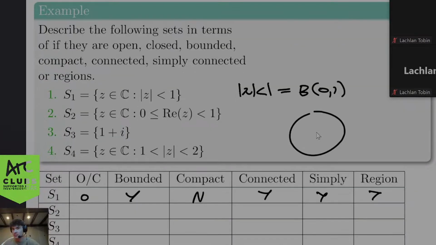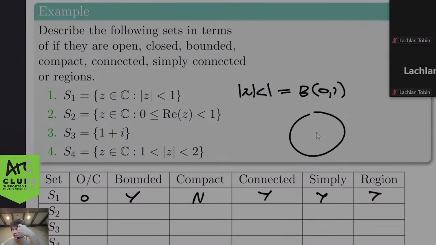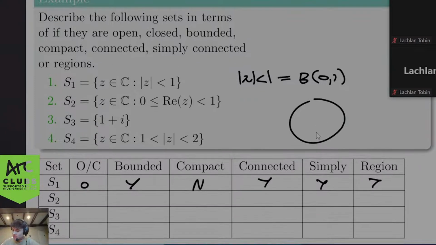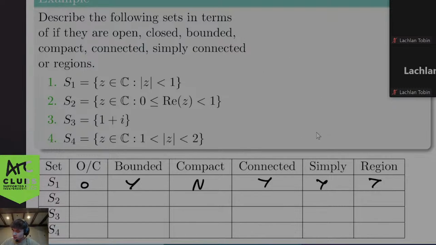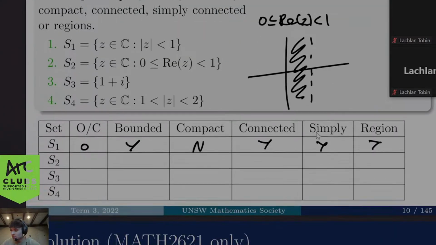To say where we were at, we were looking at sets and trying to describe them as open, closed, bounded, compact, connected, simply connected, or regions. So we're gonna keep going. The second one we're looking at is this region here, which is the real parts between 0 inclusive and 1. A good way to figure it out is to just draw it out and think about it for a moment. Not all points are interior points because we have these points here which are clearly on the boundary. But it doesn't contain all of its boundary points because those points aren't included, which means this is neither open nor closed.